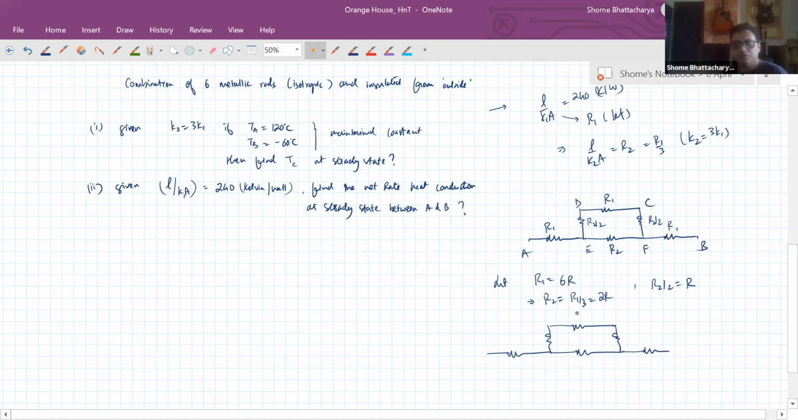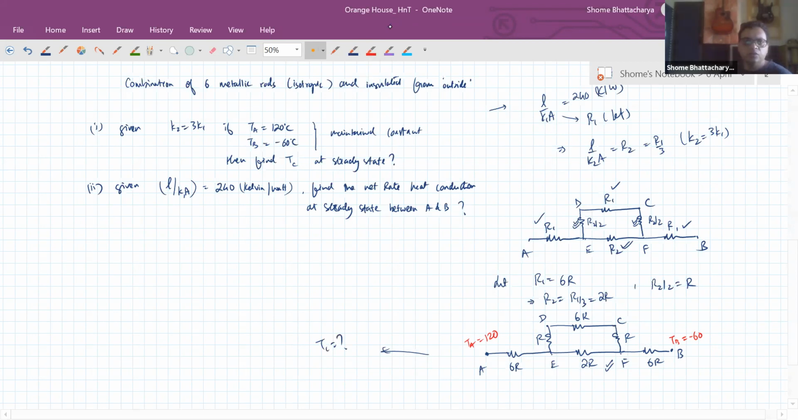So wherever we had R1, we will replace it with 6R. Okay, so these were the three R1s. Then wherever we have R2, we will replace it with 2R. Okay. And wherever we had R2 by 2, we will replace it with R. Okay. So this is our equivalent circuit now. Okay. Now we know that temperature at A is 120 and temperature at B is minus 60. So solve the circuit next further to find the temperature at C. So I've given you a hint on how to proceed over here. Now just try this out.